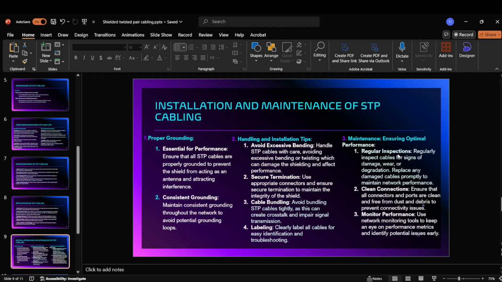Next are the handling and installation tips. One is avoiding excessive bending. Handle STP cables with care, avoiding excessive bending or twisting, which can damage the shielding and affect performance. Next is shielding termination. Use appropriate connectors and ensure proper termination to maintain the integrity of the shield.